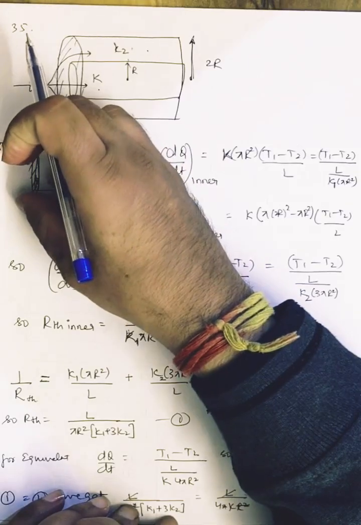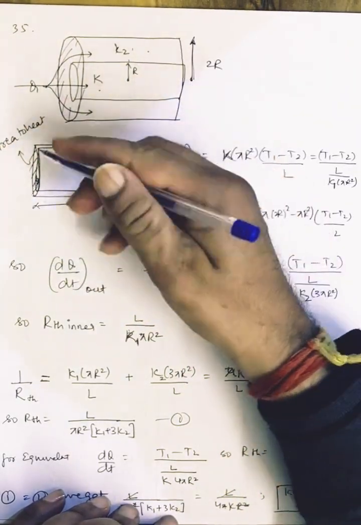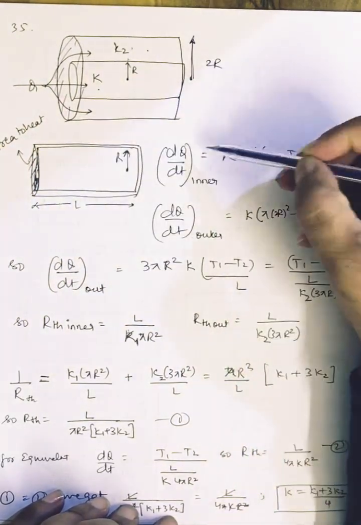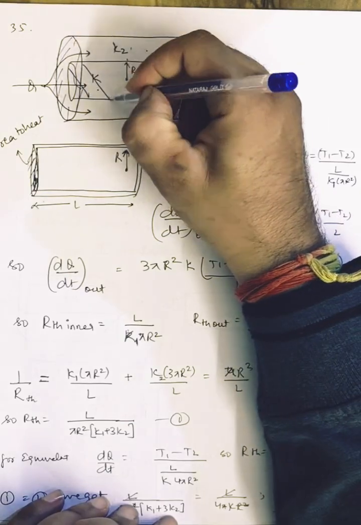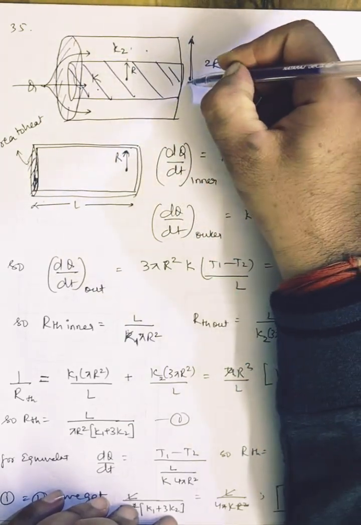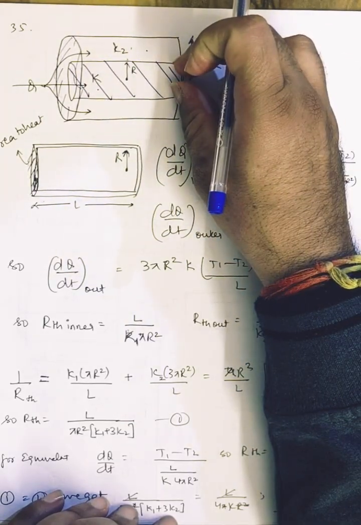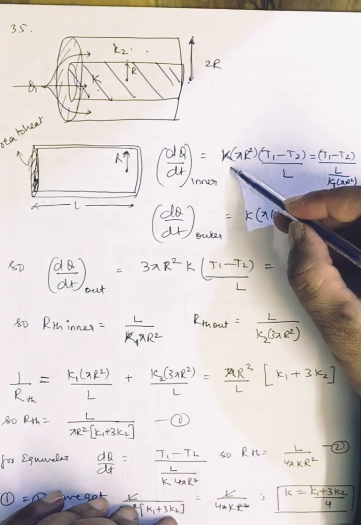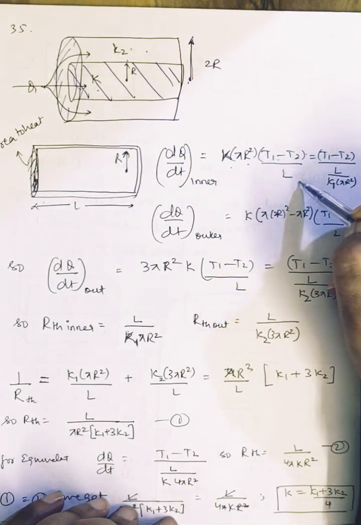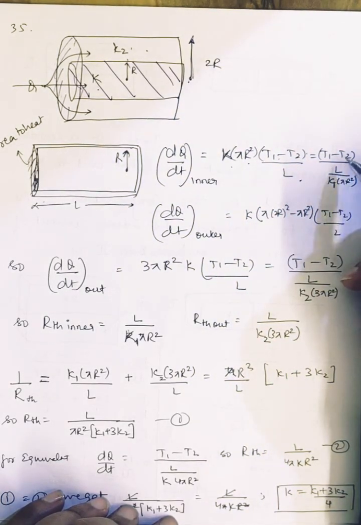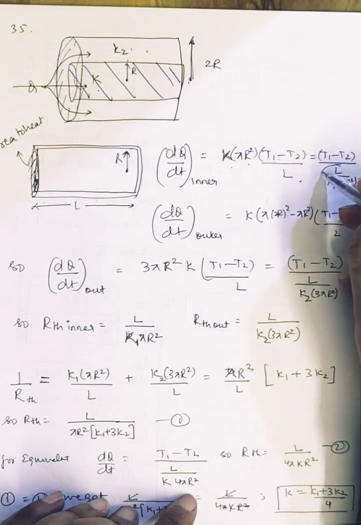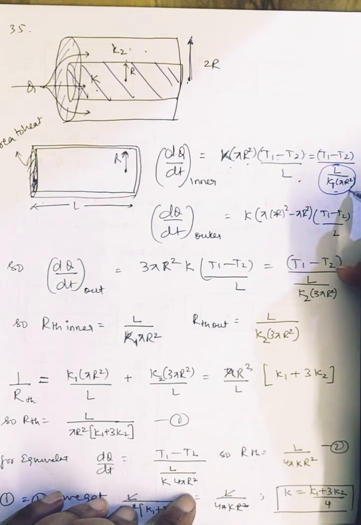I'm just showing you if the cylinder is kept like this, then this area has to be taken. Let's solve for the inner part. I'm shading the inner part like this, and its area is pi r square. So I'm writing dQ by dt for the inner part. What is it? K area pi r square, T1 minus T2 divided by L. So I've written L upon K1 pi r square.